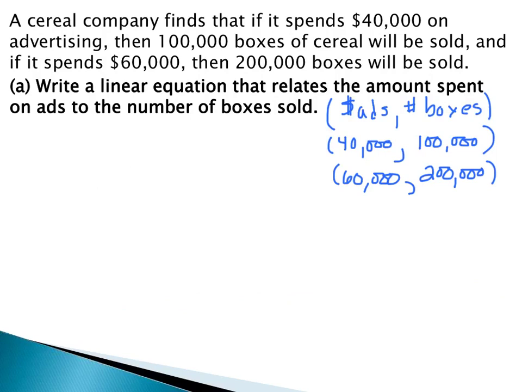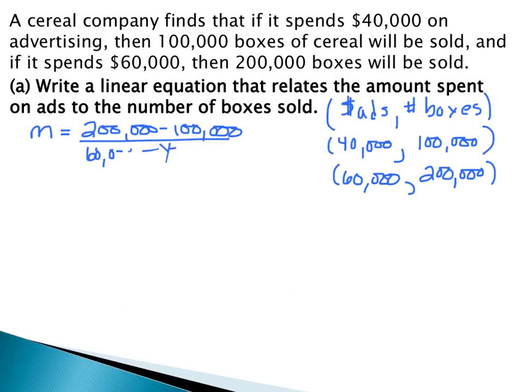To get a linear equation, we first need slope, and we do difference in y's, 200,000 minus 100,000, over the difference in x's. You have to go to the same point first. And when you simplify that, you get 5. So our slope is 5. We're going to use slope is 5 and one of the points. I'm just going to choose the first one.